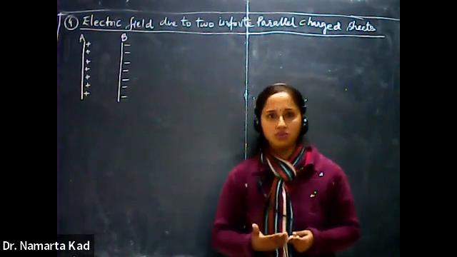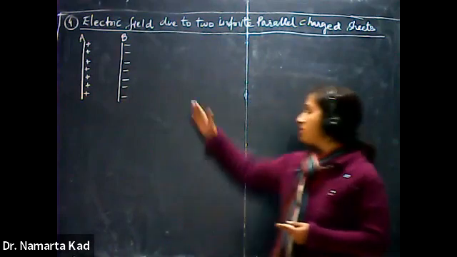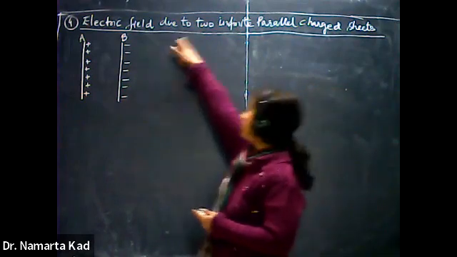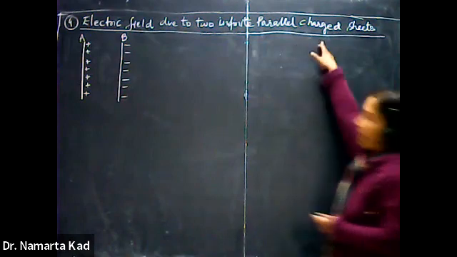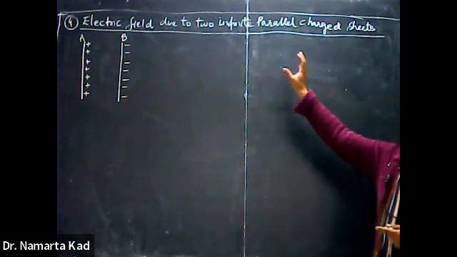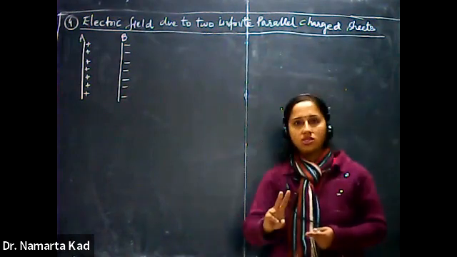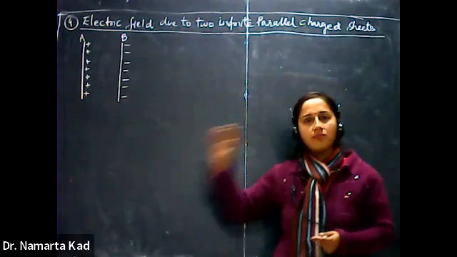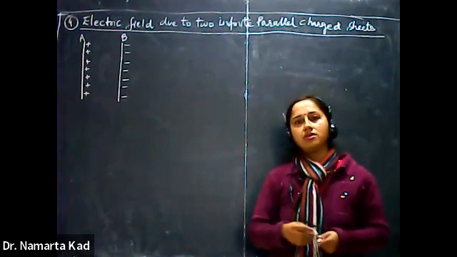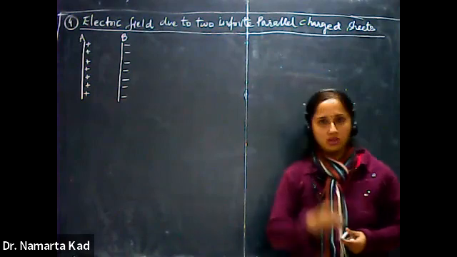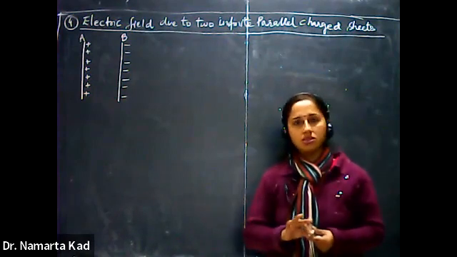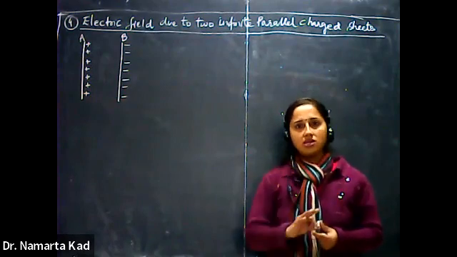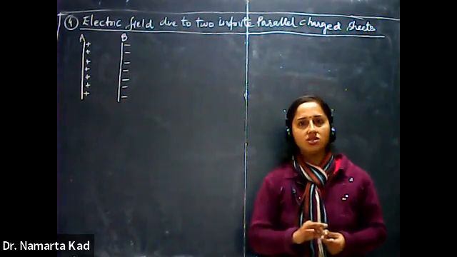is related to the surface charge distribution. And here in this application number 4, it is the electric field due to two infinite parallel charge sheets. The case of one charge sheet was already taken in application number 3, and the result there comes out to be sigma by 2 epsilon naught. The electric field comes out to be sigma by 2 epsilon naught.